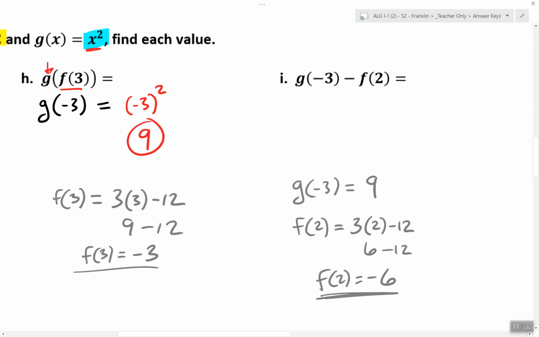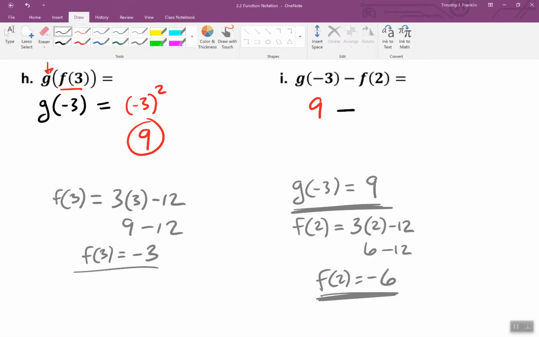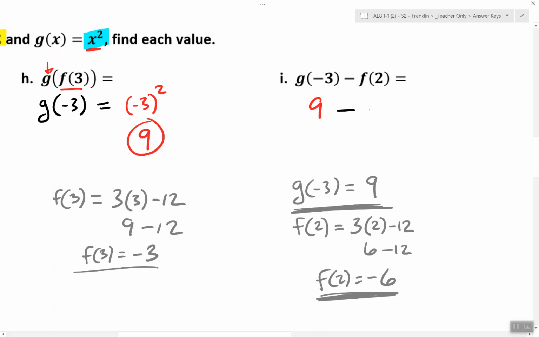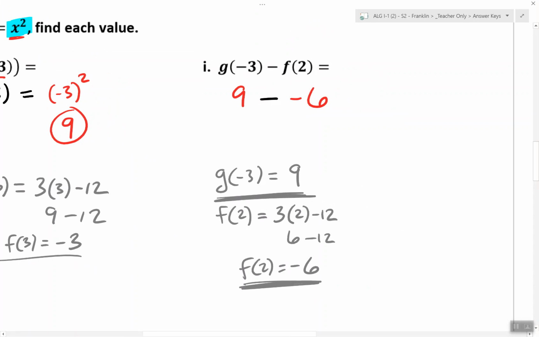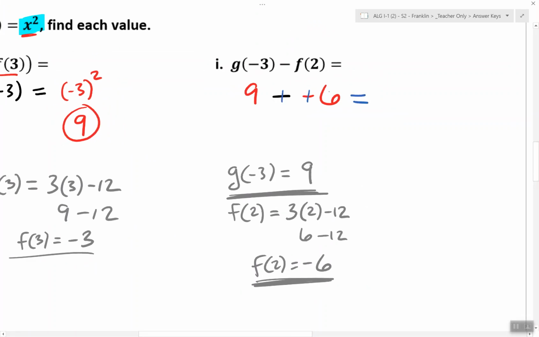So there I have two pieces of information that I needed for my problem. And now I'll just replace g of negative 3 with 9, and then I'm subtracting f of 2, which I'll replace with negative 6 because we found that to be negative 6. And so what my problem really is, is 9 minus negative 6, which is just 15. So this one used two functions, but we evaluated each of them. G of negative 3 is 9. F of 2 is negative 6. So 9 minus negative 6 is positive 15.